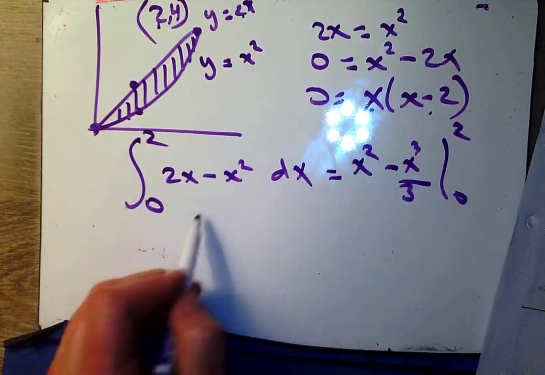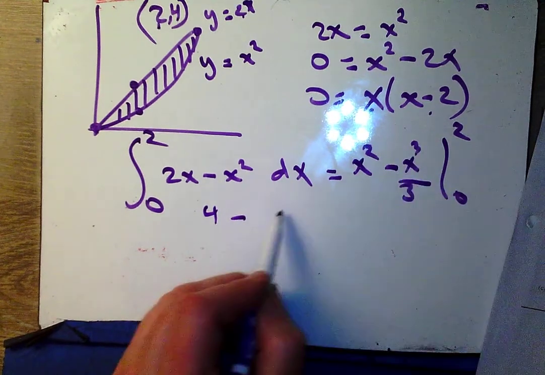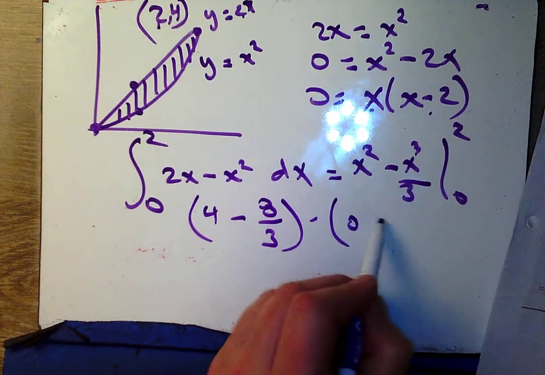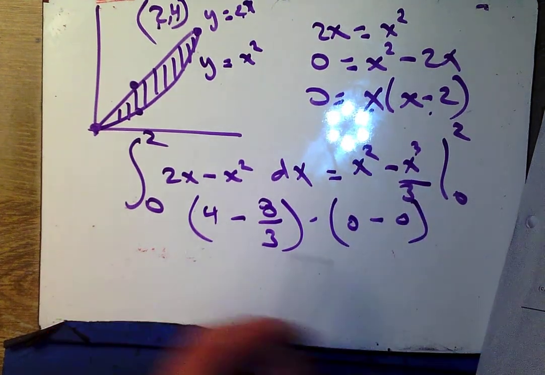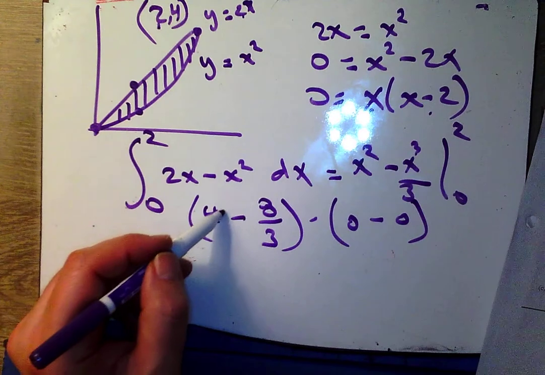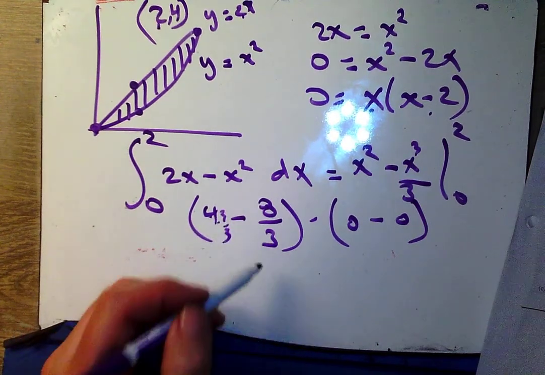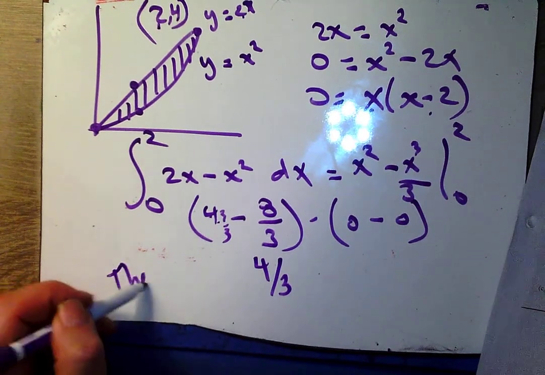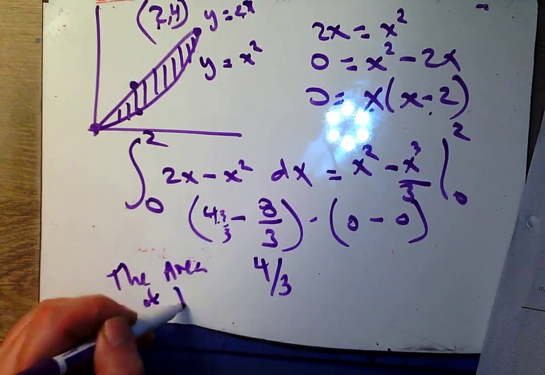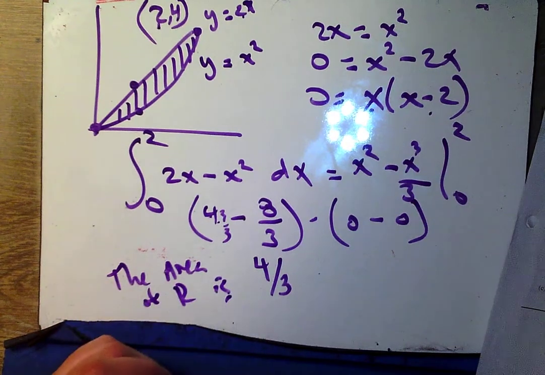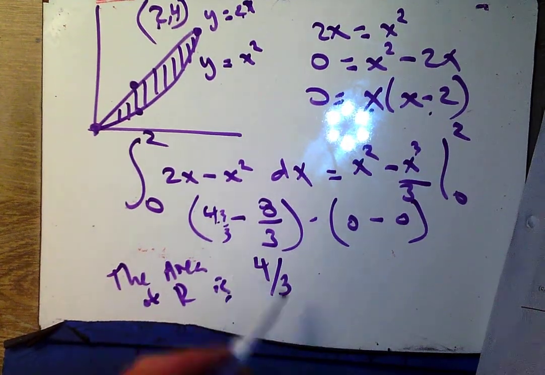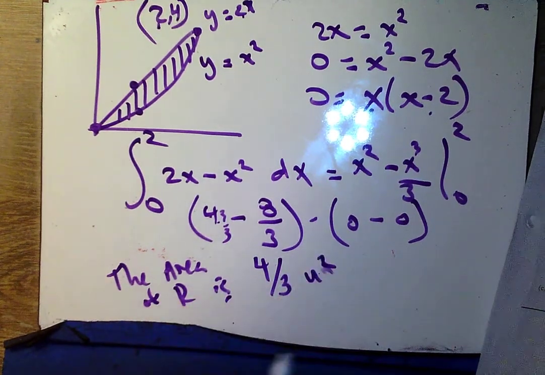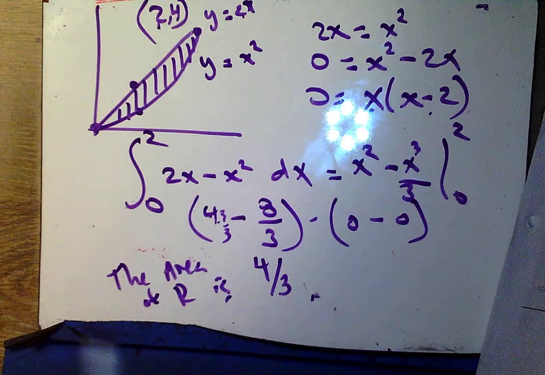So 2 squared is 4, 2 to the third is 8 thirds, minus, and I plug in my zeros. That can be my answer. I can stop there. Or I can make a common denominator. 12 thirds minus 8 thirds is 4 thirds. So the area of R is 4 thirds. There's no units given here, so just leave that number if you feel compelled. You could put units squared if you want to, but you don't have to.